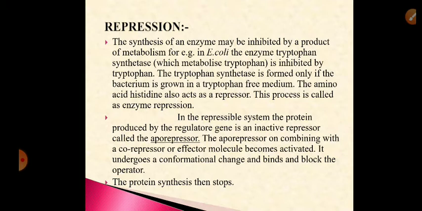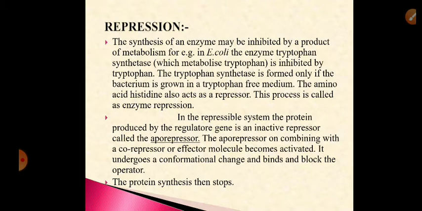The tryptophan synthetase enzyme is formed in the bacterium if the bacterium is grown in tryptophan free medium. Because if tryptophan is present in the medium, it will inhibit the synthesis of tryptophan synthetase enzyme because it will metabolize tryptophan. The amino acid histidine also acts as a repressor. This process is called enzyme repression, where the product of the metabolic pathway itself inhibits the enzyme. So such a system is a repressible system.